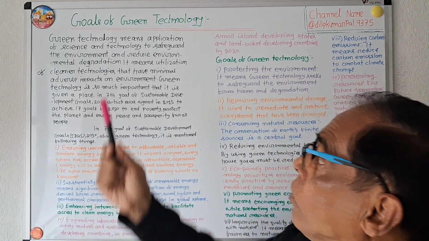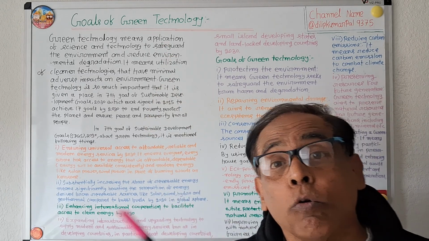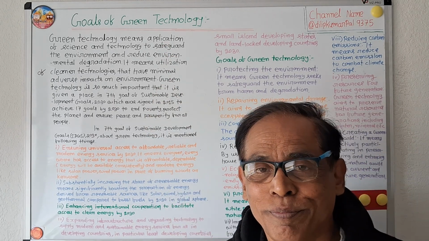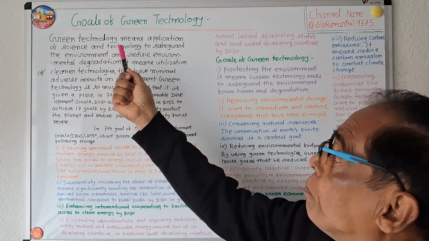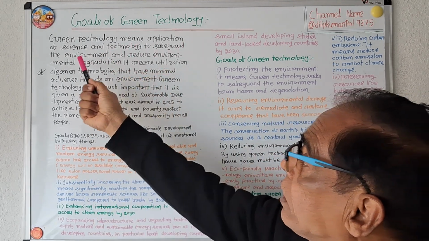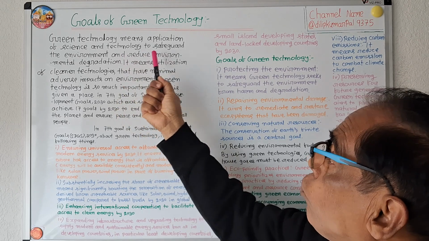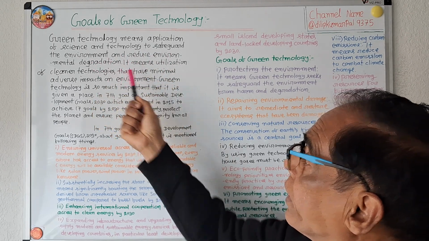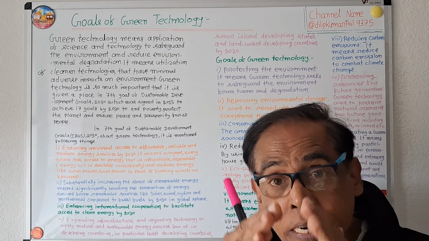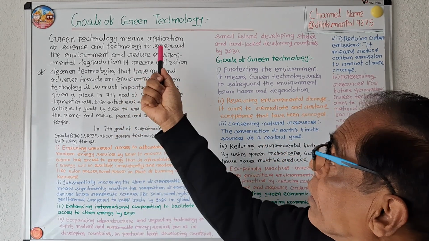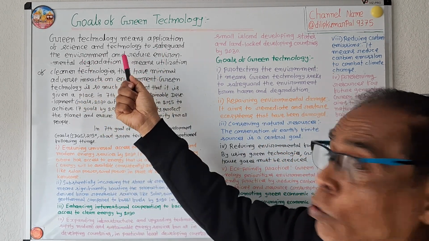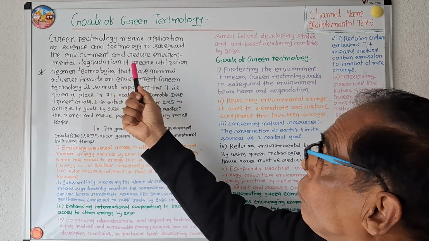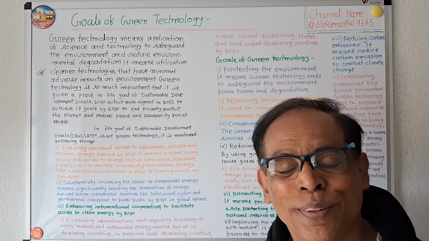Let us start. Goals of green technology. What are the goals of green technology? Green technology means application of science and technology to safeguard the environment and reduce environmental degradation.